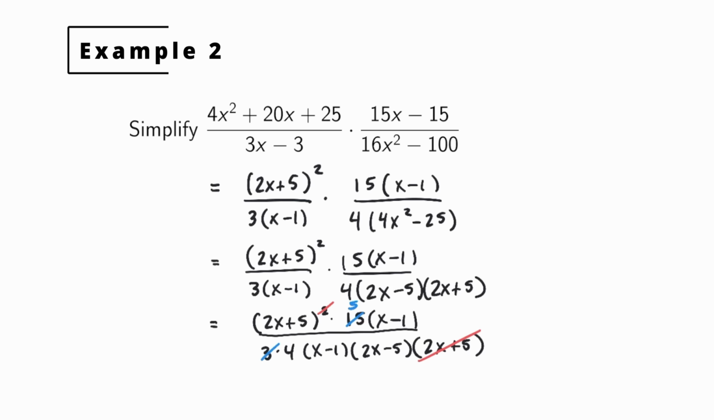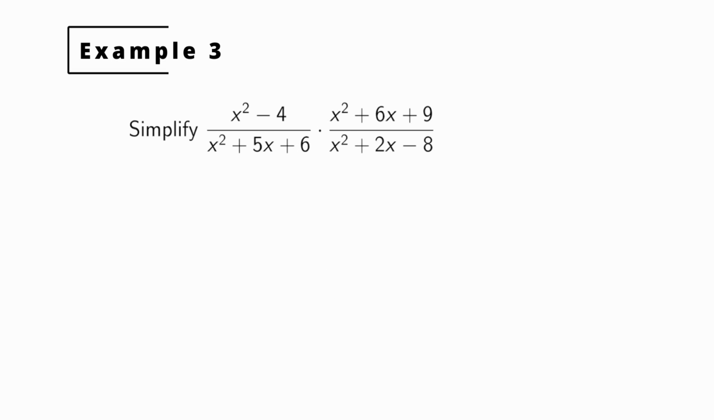And finally, we can also cancel out the x minus 1 factor in both the numerator and denominator. This leaves us with our final answer of 5 times 2x plus 5 over 4 times 2x minus 5.